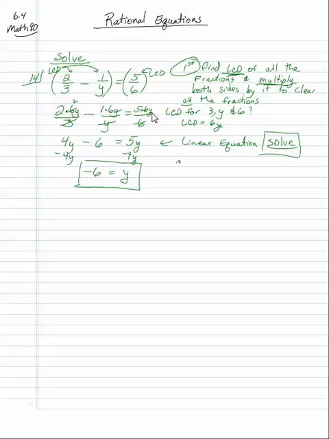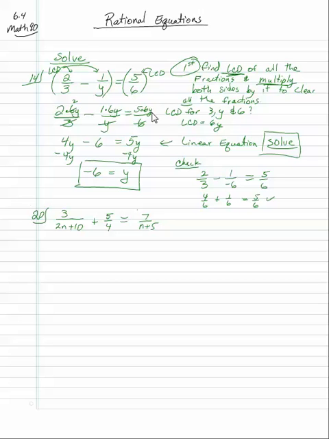And then if we check it, if you want, 2 divided by 3 minus 1 over negative 6, equals 5 over 6. If you just punch that in your calculator, you can see you get 5/6, but if you want to do it by hand, get common denominators. Minus minus becomes plus, and obviously that's 5/6. So there you go. Okay, let's try a little bit harder one.